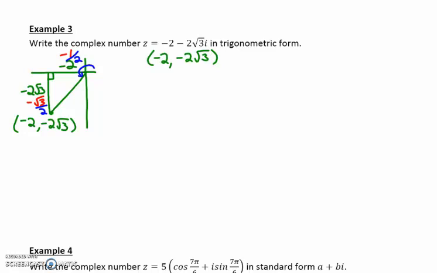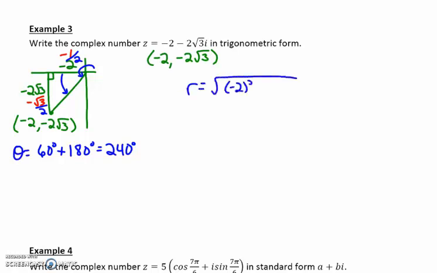So we want to, let's see, did I do that? Yeah, okay. So we know that that angle is going to be, well, the reference angle here, if you remember, is going to be 60 degrees. And so 60 degrees plus the 180 degrees is equal to 240. So we know that that angle is 240 degrees. So that's theta. And then remember that r is the square root of your -2 squared plus your -2 square root of 3 squared.